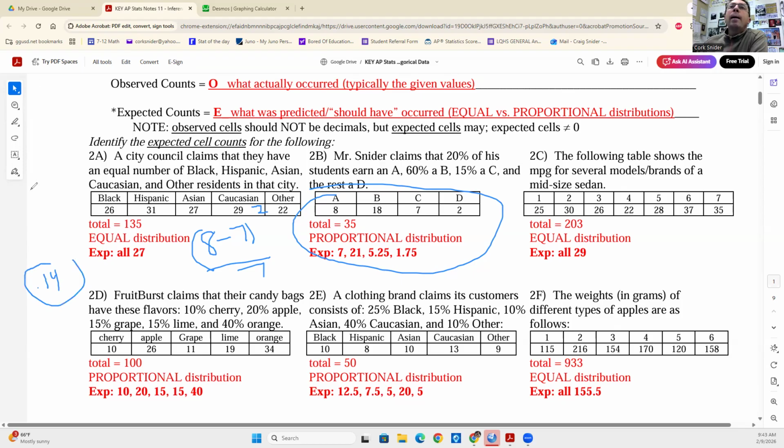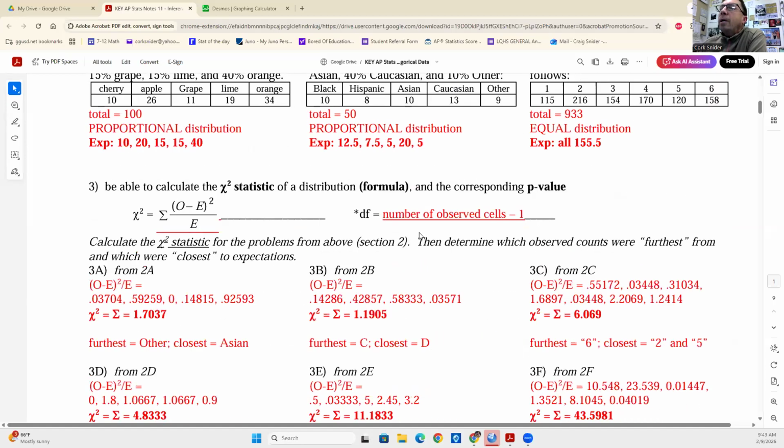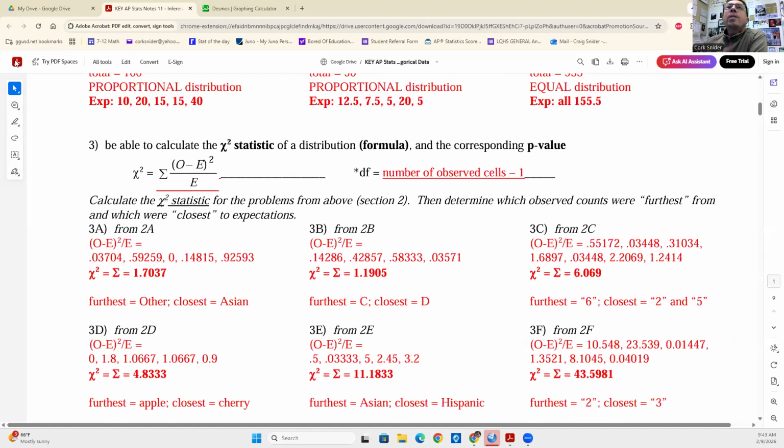Okay, let me clear that. Now, if you go down here to the answer key, these are the chi-square terms right there. I'm going to do all those for you. These 4 are the ones we're doing, and then I'm going to add them all up, and you're going to get about 1.1905.